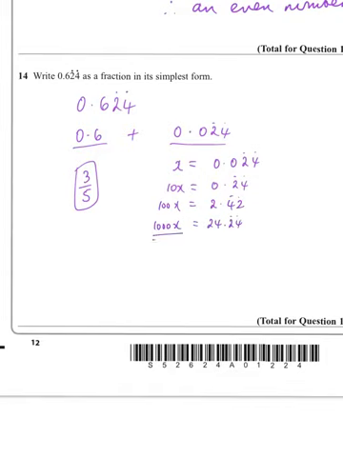Now the nice thing about this is if you see 1000x, which is 24.24 recurring, you want to get rid of the 0.24 recurring part, and you can do that in this way. If you do 1000x take away 10x, you'll be left with 990x, and 24.24 recurring with the 0.24 recurring taken away will leave you with 24. So x would be 24 over 990.